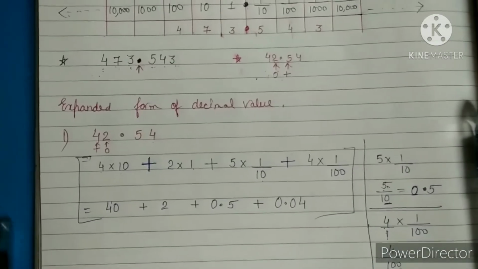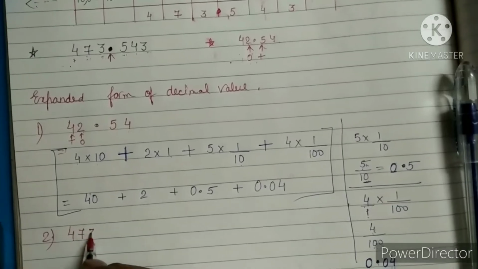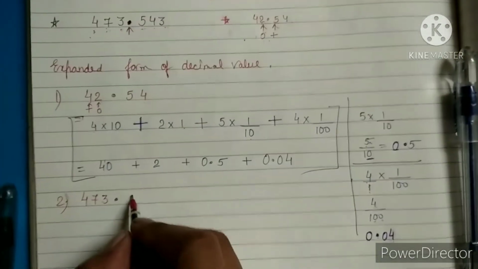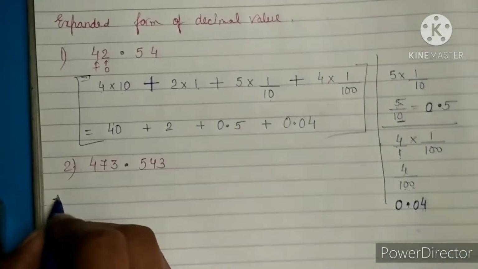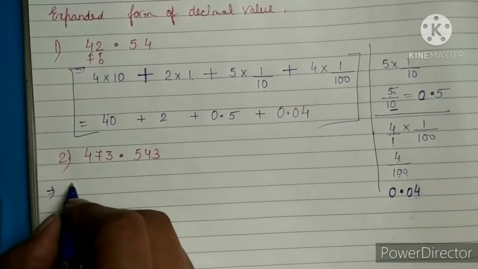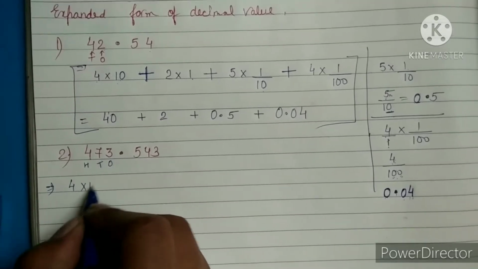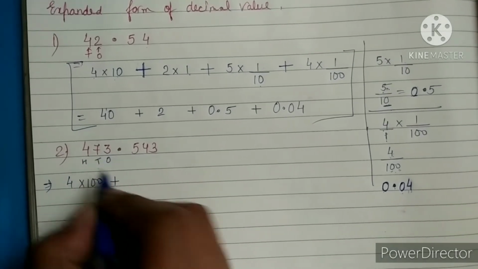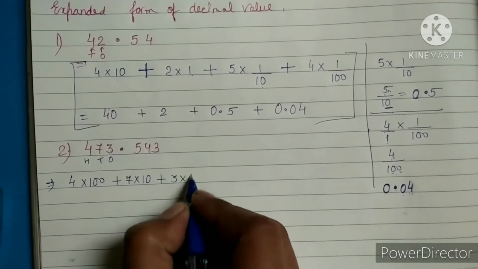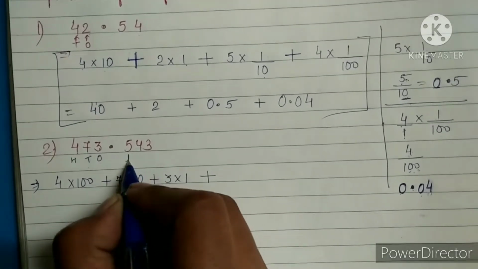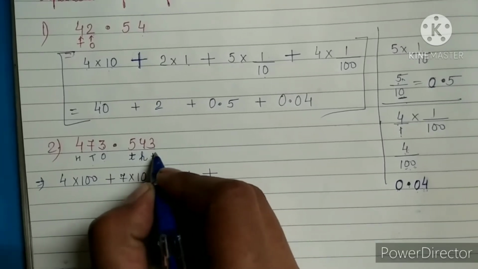One more example we can see. Second is 473.543. You can see 473: ones, tens, hundreds. 4 is multiplied by 100, plus 7 is multiplied by 10, plus 3 is multiplied by 1, plus 5 is on the tenth, 4 is on the hundredth, 3 is on the thousandth.